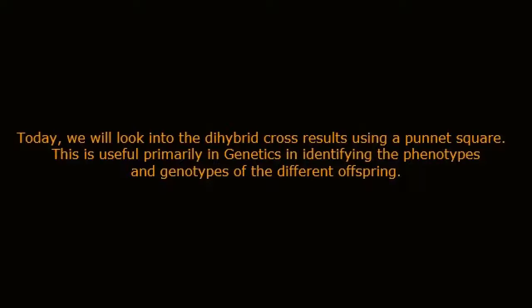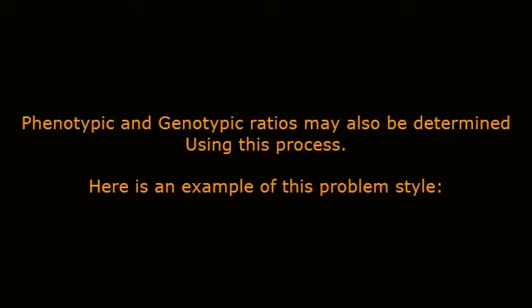Today we will look into the dihybrid cross results using a Punnett square. This is useful primarily in genetics and identifying the phenotypes and genotypes of the different offspring. Phenotypic and genotypic ratios may also be determined using this process.